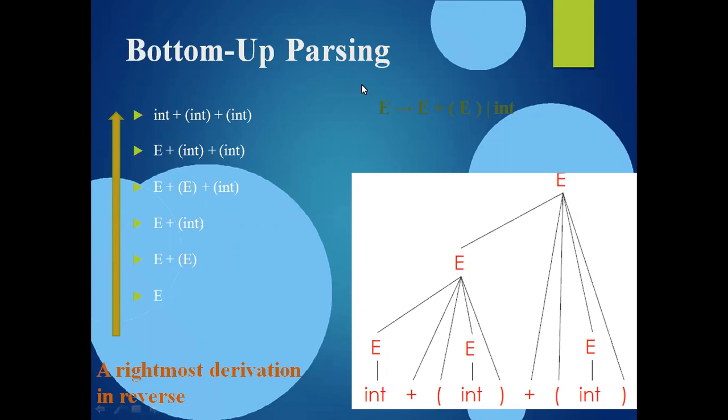What is the starting symbol of the given grammar? E. And we start with an input string and finally we end with the starting symbol of the given grammar. That means successful. We reduce the string. How do we reduce the string? Just by identifying the RHS of the production rule and replacing it by its corresponding LHS, right?